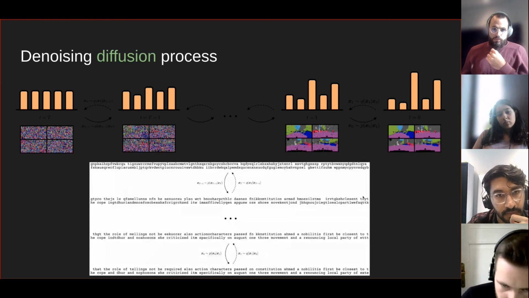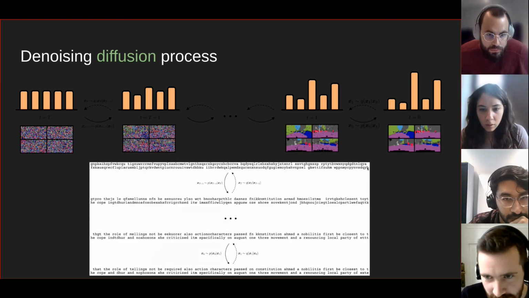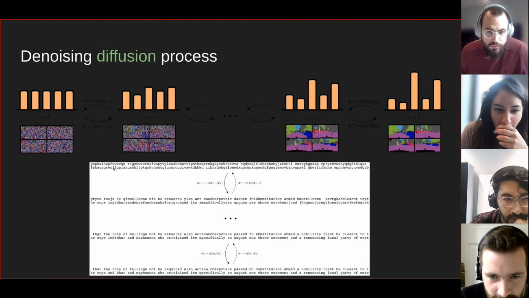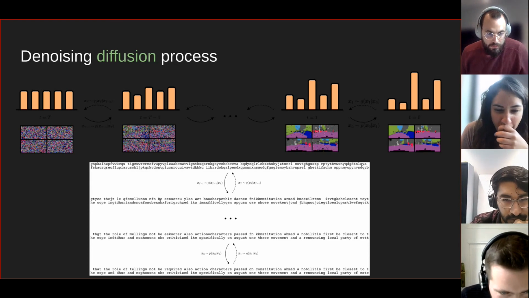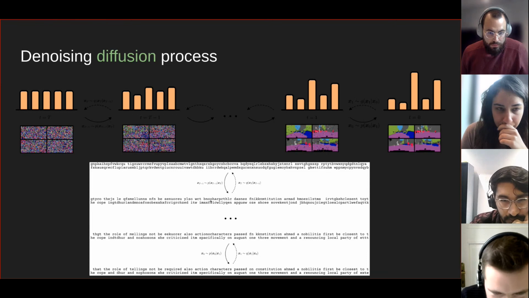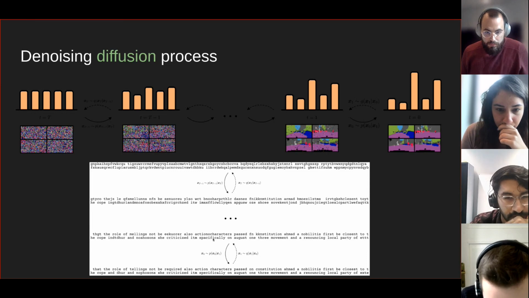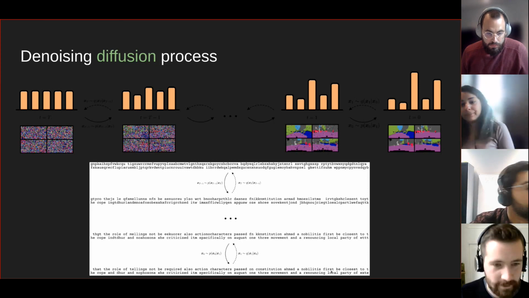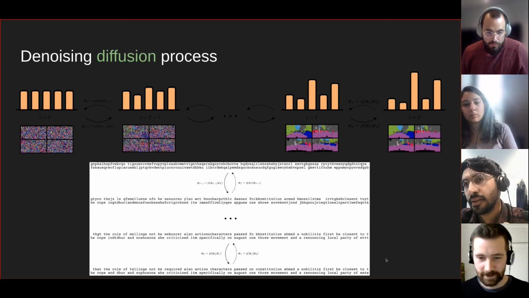And the same with text. So here you start with completely random scrambled characters. And then it gradually looks more like an actual sentence. And here it's almost a good sentence, but it's still not good. And then here it's, well, at least the best out of those.